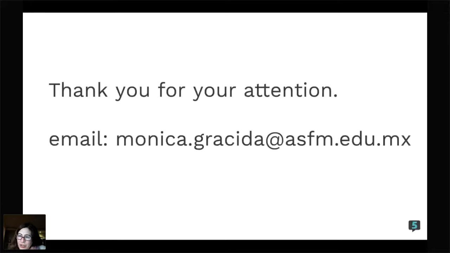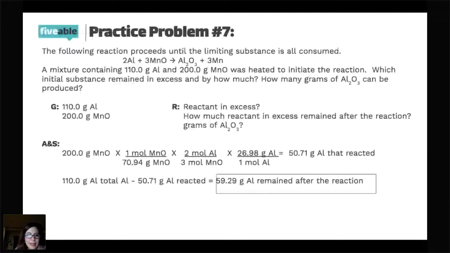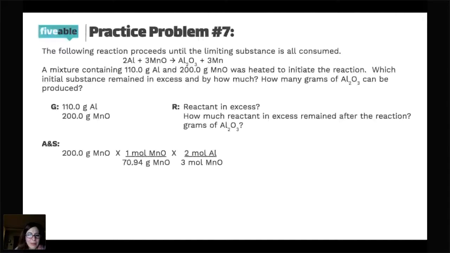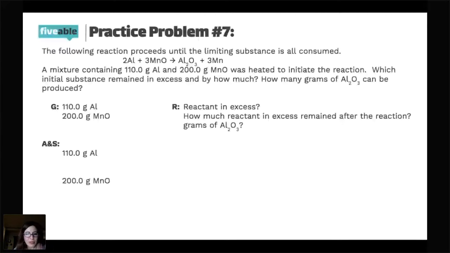I'm still not sure I understand how to know which is the limiting. Okay, Irene is asking how to realize which one is the limiting. Okay, Irene, we're going to start from here. You can do this process in two ways. You can change the grams of the reactants to moles of the reactants. That's one way to do it, and then decide from there.